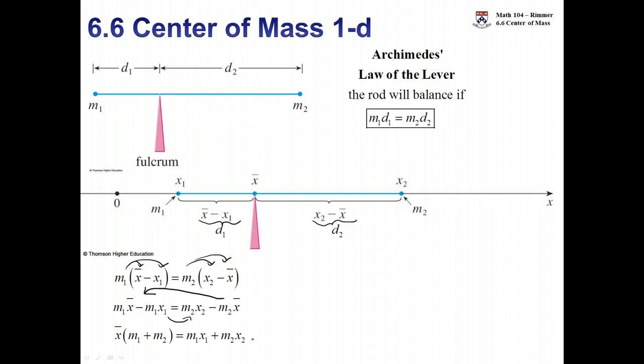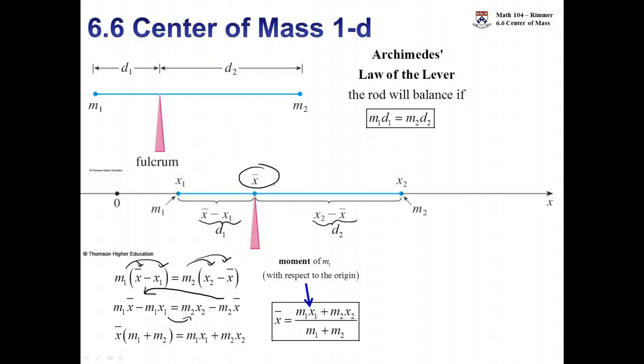Our job is to find this x bar, and now we have a formula for it. We'll divide by m1 plus m2, and we have a formula to help us find it when we have 2 point masses. We take m1 times x1 and m2 times x2, add those together, and divide by m1 plus m2.